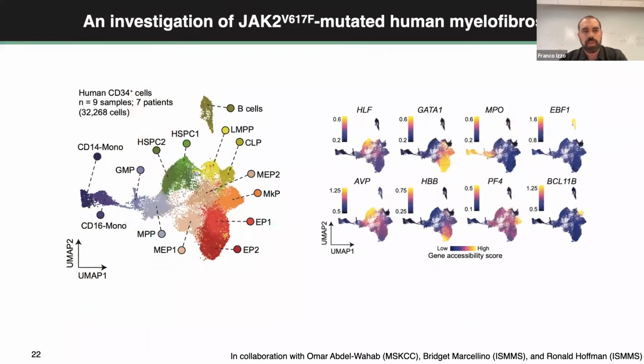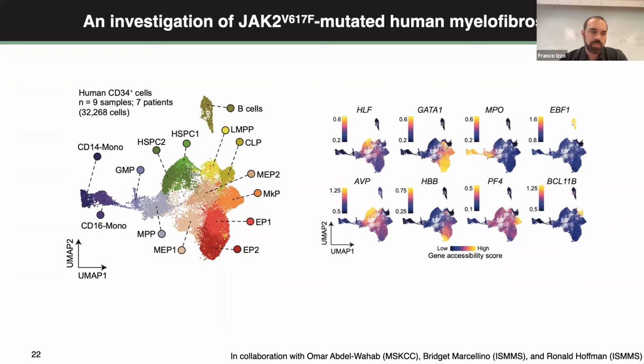So we performed GoTChA in a set of 7 patients with myelofibrosis, including 1 patient with longitudinal data that progressed from polycythemia vera to MF. When applying GoTChA, we obtained 32,000 cells across different cell types. Based on the ATAC data, we clustered the cells and identified the cell types from the sample. It's important to note that these samples were sorted for CD34 positive cells to enrich for hematopoietic progenitors.